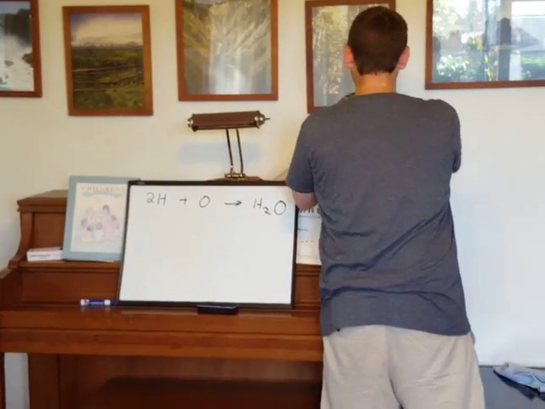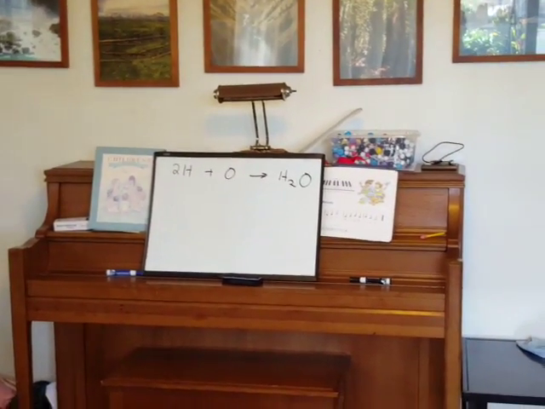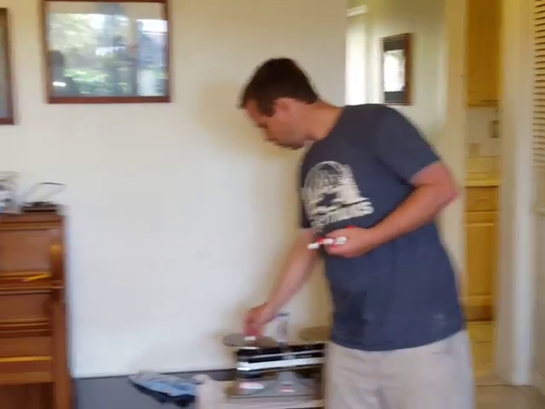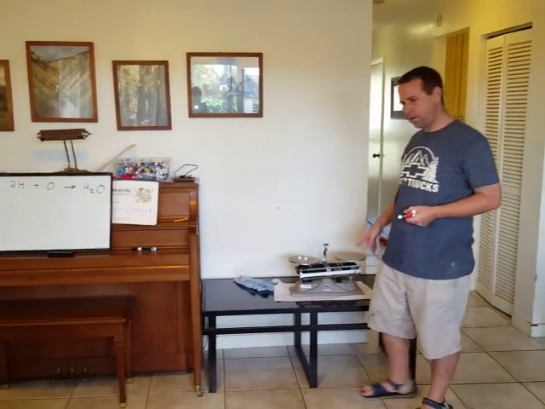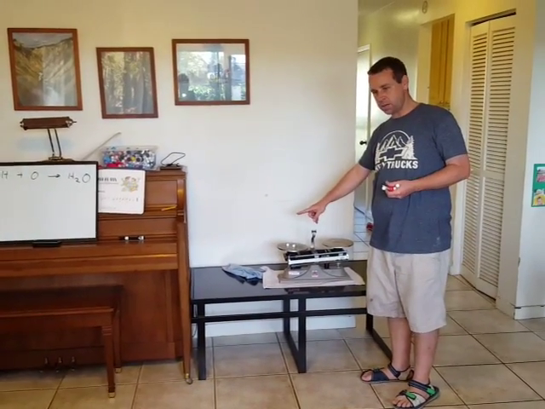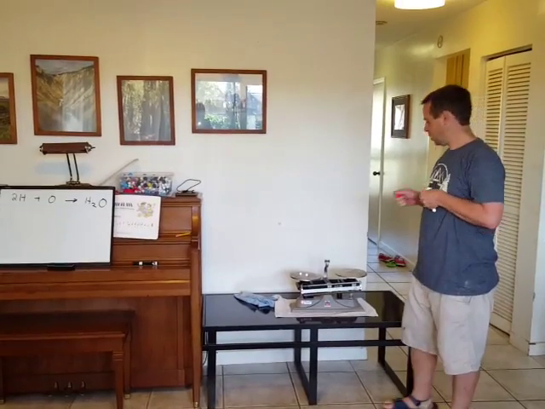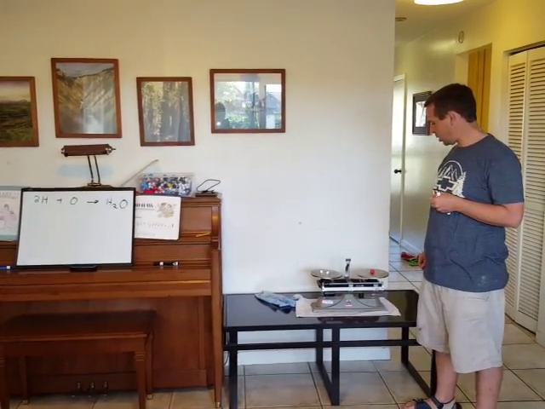So now I'm going to get out some hydrogens and oxygens here, okay? And I'm going to put them on the scale. How many hydrogens do I need? 2. 1, 2. See how that's heavy on that side? Can you see how the scale went that direction? Yeah. All right. And how many oxygens do I need? 1 oxygen.